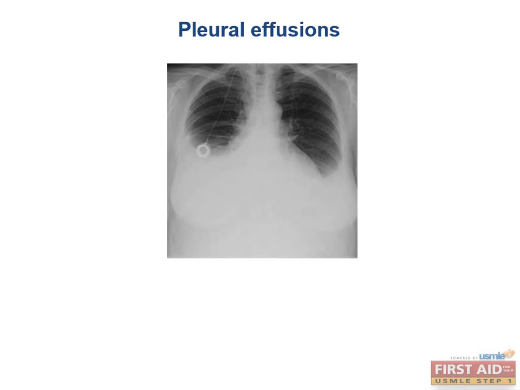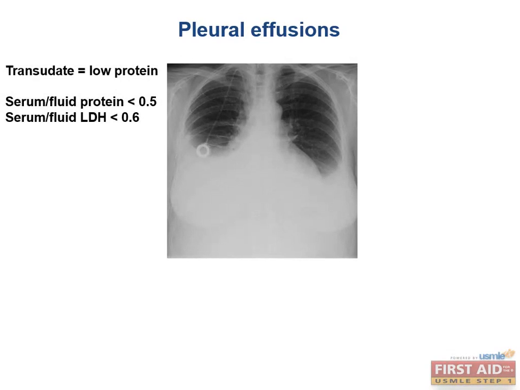Speaking of effusions, pleural effusions are generally classified as transudative or exudative, depending on the underlying processes causing them. Transudates have a low protein content, or a serum to fluid protein ratio of less than 0.5, and a serum to fluid LDH ratio of less than 0.6 when you examine the pleural fluid. What's the physiologic mechanism for transudative pleural effusions?